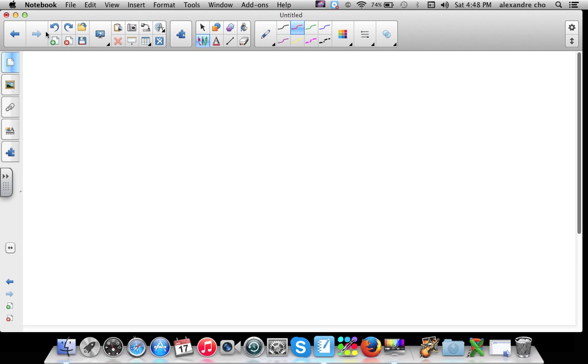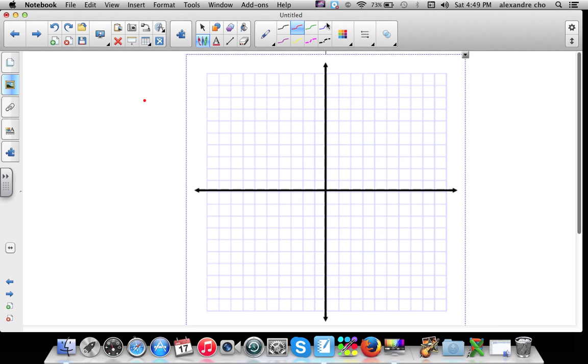Okay, so graph a rectangle ABCD with an area of 20 square units, such that 2 of its vertices are in quadrant 2, and the other 2 are in quadrant 3. So you want a square. Oh no, rectangle. So you want a rectangle.